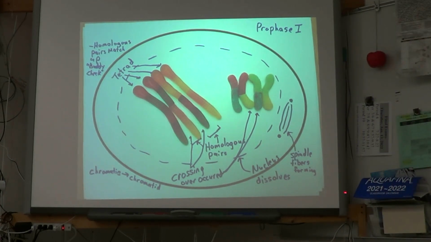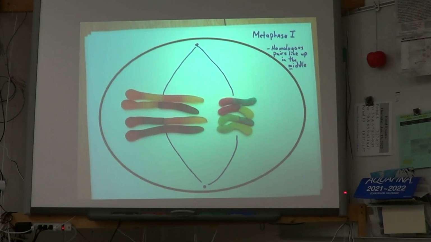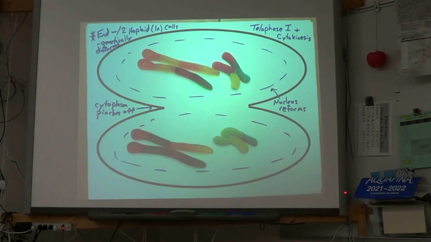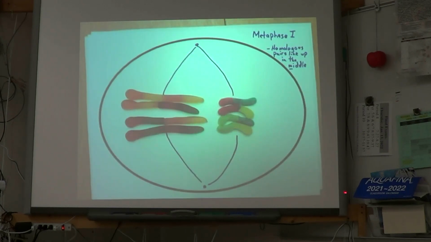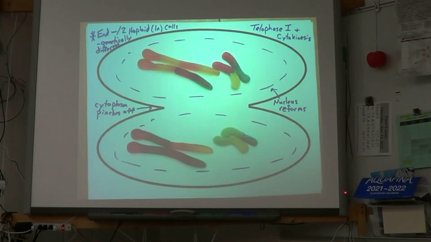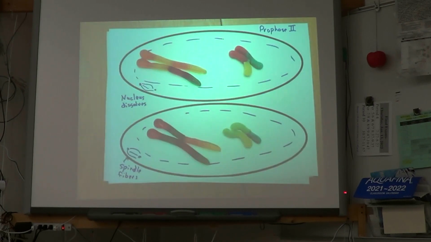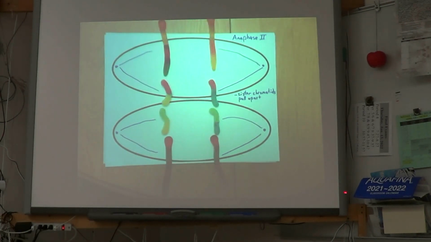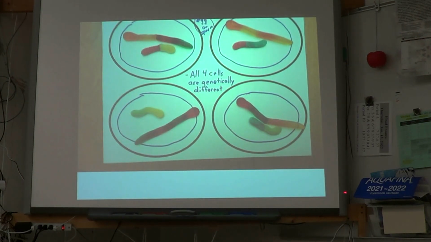Then, prophase 1, metaphase, the homologous chromosomes go to the middle, anaphase, the homologous chromosomes pull apart, telophase, cytokinesis, and we end up with two cells that have half the number of chromosomes. We started with four, we end up with two haploid cells. And then we go to prophase 2, metaphase 2, they line up in the middle, anaphase, sister chromatids pull apart, and we end up with four genetically different cells. Sex cells, haploid sex cells, egg or sperm.